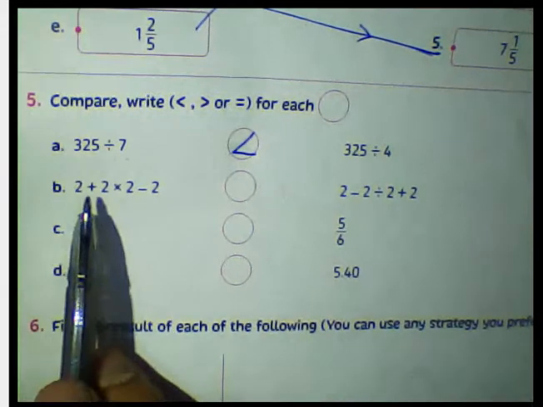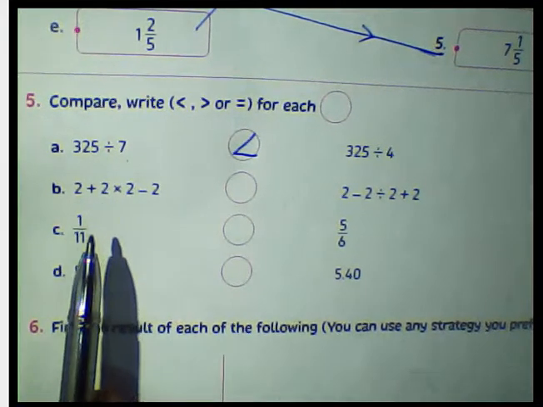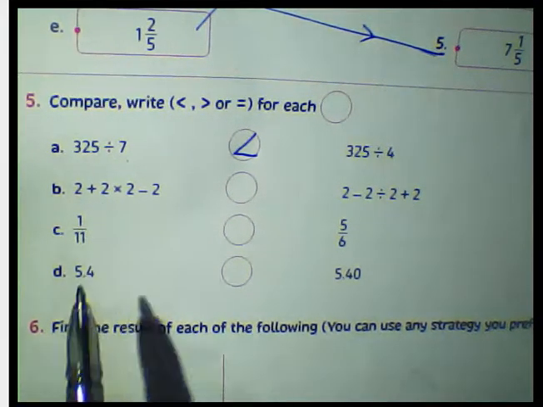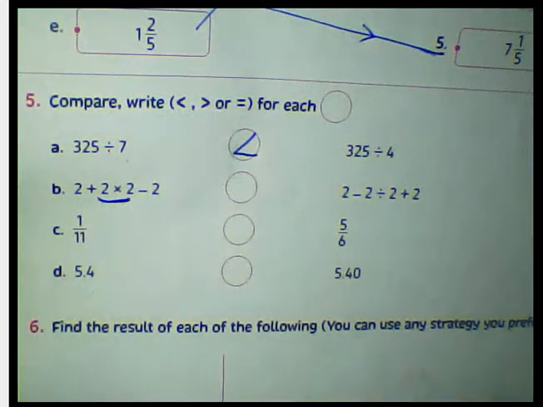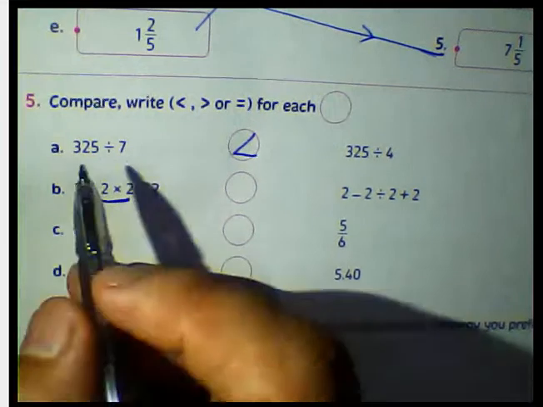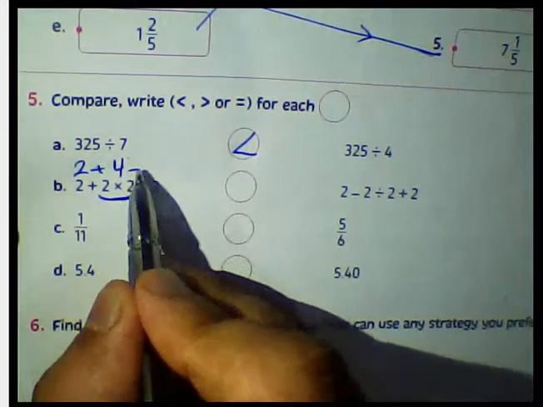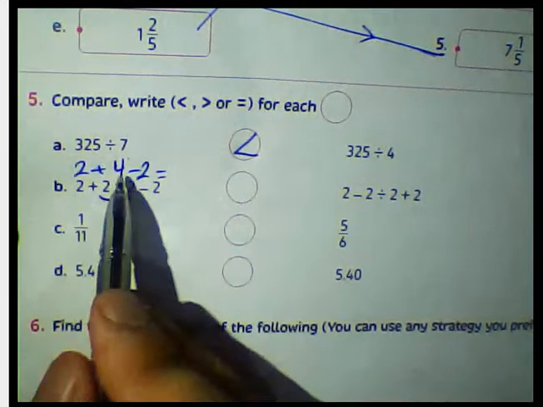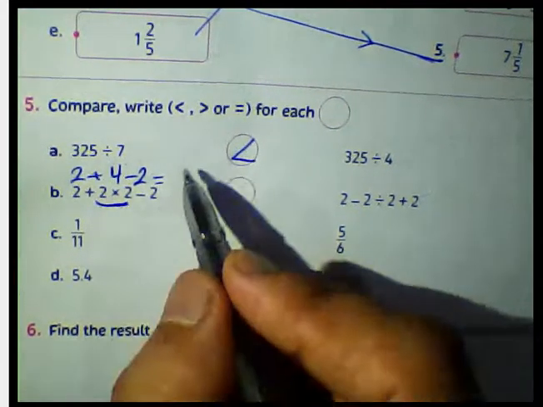Okay. 2 plus 2 multiply 2 subtract 2. Can you solve it? It's the order of operations. 2 times 2 equals 4. Repeat after me. 2 times 2 equals 4. Excellent. So the result will be 2 plus 4 subtract 2. 2 plus 4 equals 6. 6 subtract 2 equals 4.